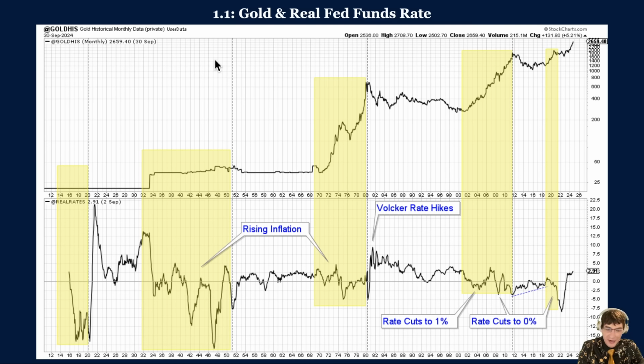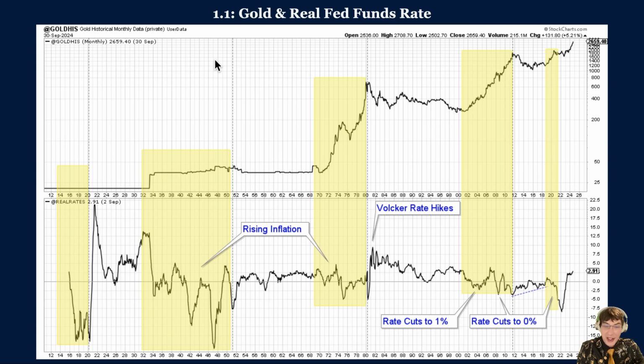While 2011 was a significant peak in gold and precious metals, it was not a multi-decade peak because real interest rates only increased slightly over the next few years. However, from 2011 to 2015, the real Fed funds rate rose by over 4%.